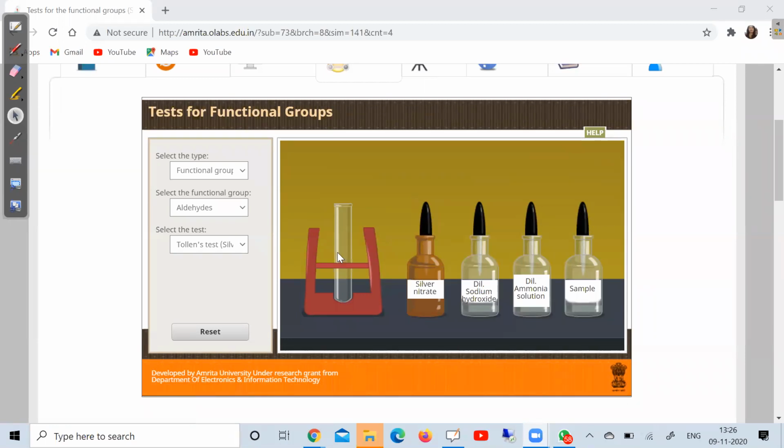First, what do we take in this test, what will we do? We take silver nitrate, dilute sodium hydroxide, then add sodium hydroxide. This is the correct procedure. You can see it even also. Then add ammonia solution and then add the sample.